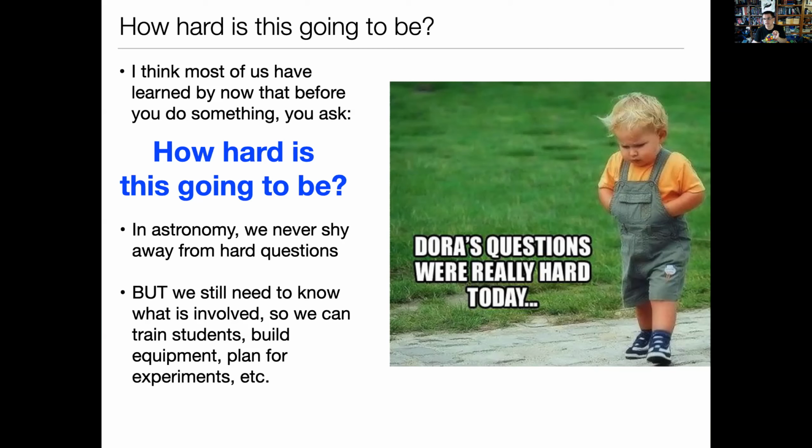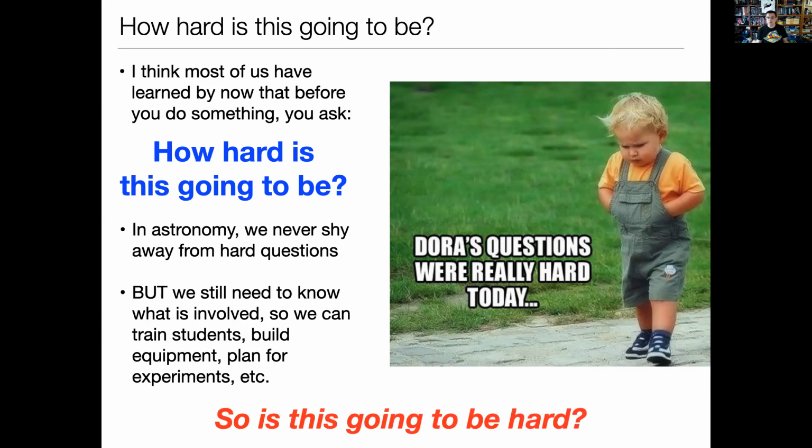And answering the question of whether or not there is life elsewhere in the universe is one of those super hard questions that, as we discussed last time, we're not sure we'll be able to answer or not, okay? But it doesn't matter. We're still going to pursue the question. We just want to know how hard it's going to be so we know what to do to keep the project moving along, okay?